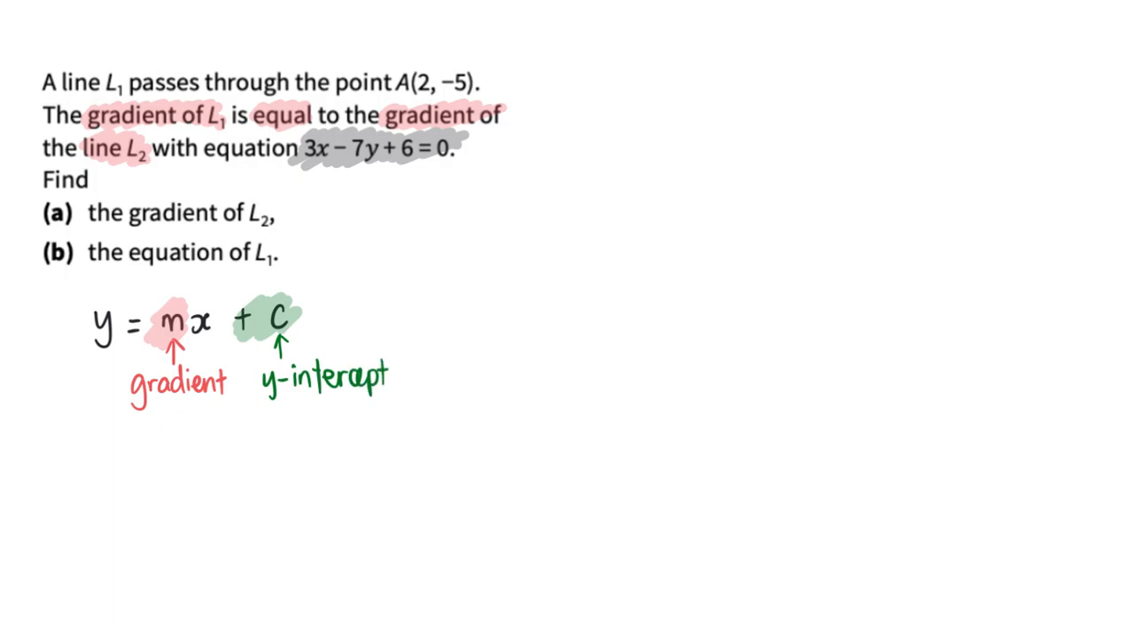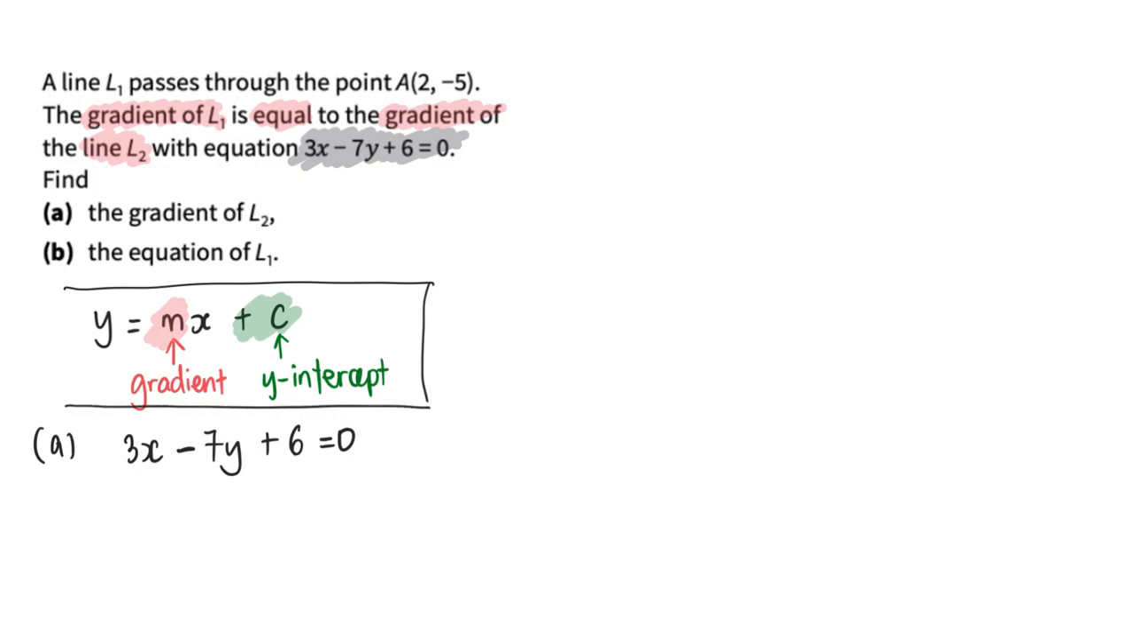So for part A, I am going to do some algebraic manipulation for this 3x minus 7y plus 6 equals 0. I'm going to try and get into this form, so then I can compare the number in front of x. So I will have negative 7y equals, I'm going to minus 3x on both sides of the equation and minus 6. So you will see the next line will be negative 3x, negative 6.